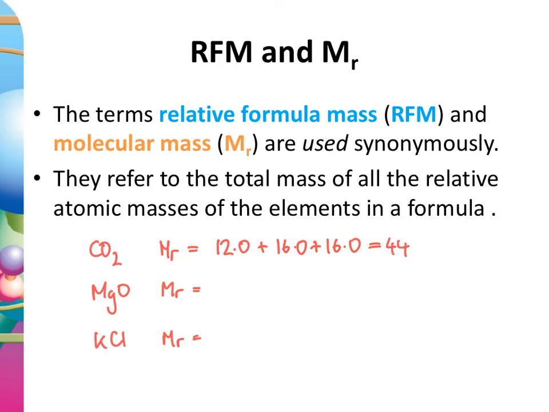Magnesium oxide, we've got 1 Mg and 1 O. The relative atomic mass of magnesium is 24.3. At your GCSE, it would have just read 24. Oxygen is 16.0. So that gives us a total of 40.3. And then finally, we've got potassium, which is 39.1. Again, at GCSE, it would have just been 39, plus chlorine, which is 35.5. And that gives us a total of 74.6.